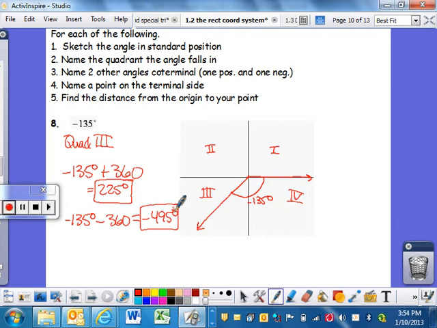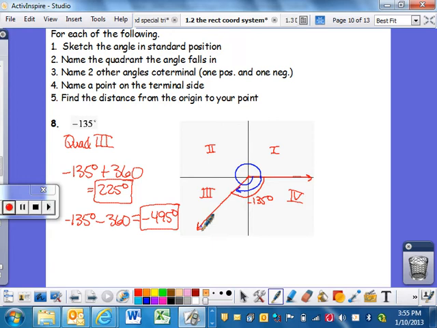Well, all that means is that you started here, you went around the circle clockwise one time. That's negative 360 degrees, and then you add that 135 on again. So a negative 495 degree angle would just end up being here. These things repeat each other. Alright, so those are the coterminal angles.